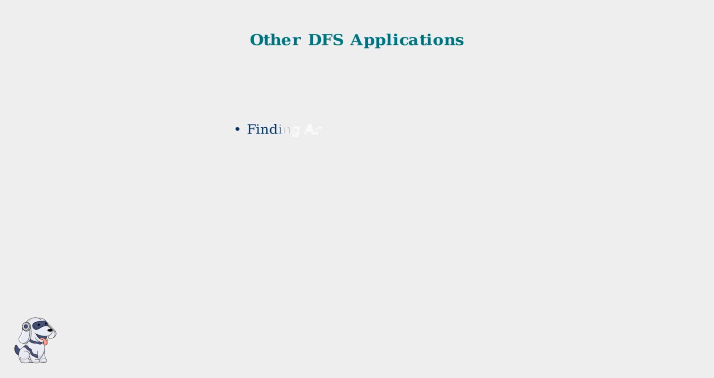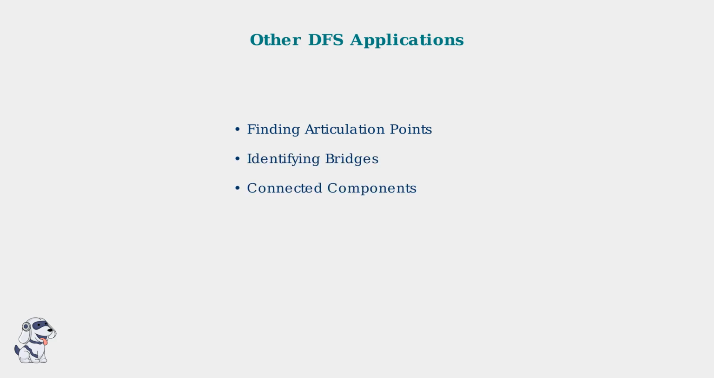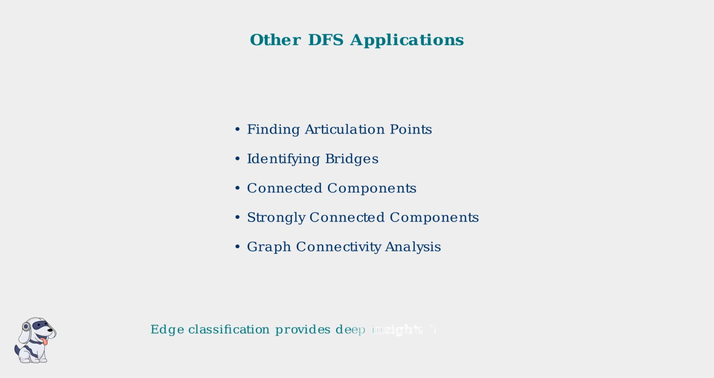DFS edge classification has many other important applications in graph algorithms. It can be used to find articulation points, which are vertices whose removal increases the number of connected components. It also helps identify bridges, which are edges whose removal disconnects the graph. These applications make DFS a fundamental tool in graph analysis.